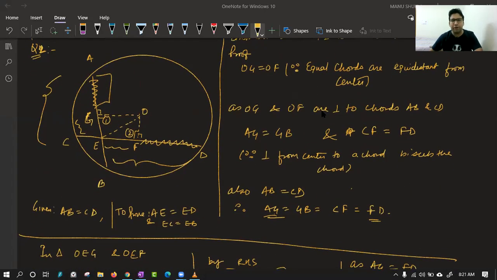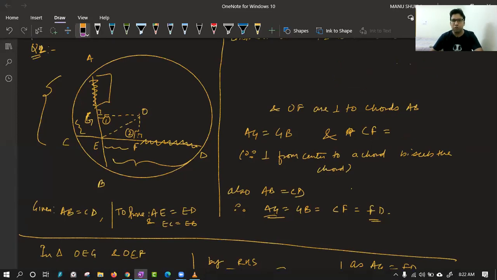Now the remaining part, for that I'm erasing it. So we have proved the larger portions equal. We have proved the larger portions equal. Now we have to prove the smaller portions equal. For that, let's see.